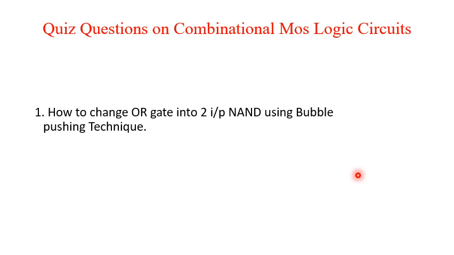Then a quick question about combinational MOS logic circuits: how do you change an OR gate into a two-input NAND using the bubble pushing technique?